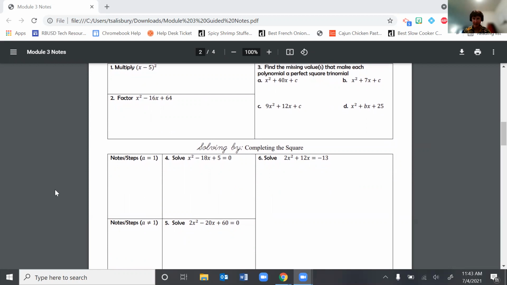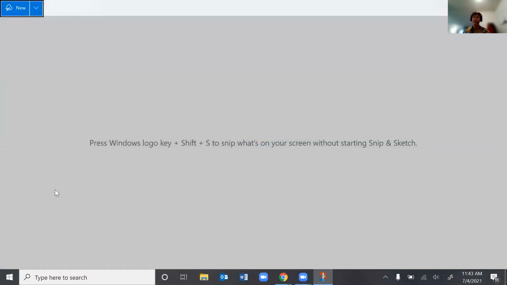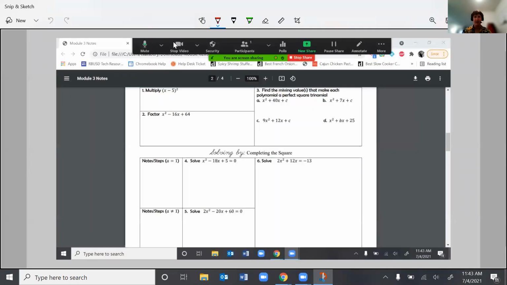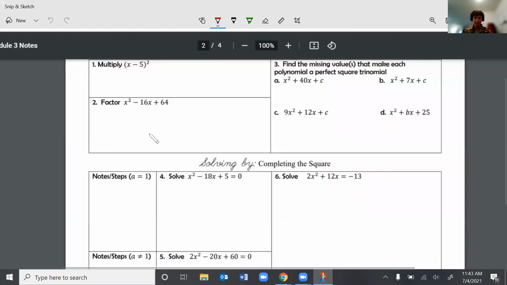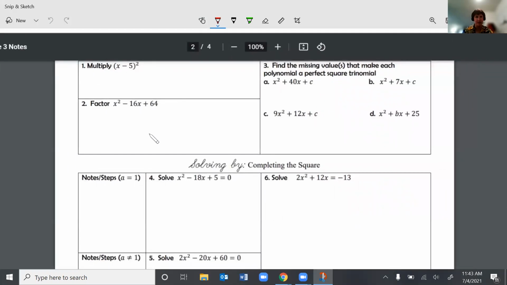So the first thing I want to have you guys try to do here is just do 1, 2, and 3 on your own. So pause the video right away and see how much you can remember from previous classes about solving these equations. So pause the video now and see what you can do. Okay, so you should be resuming now.